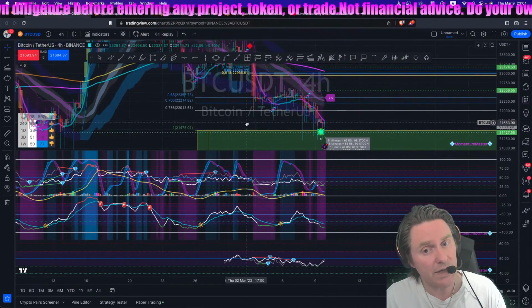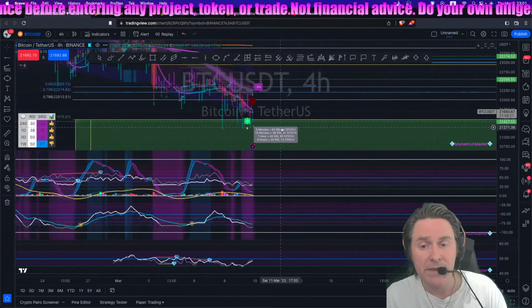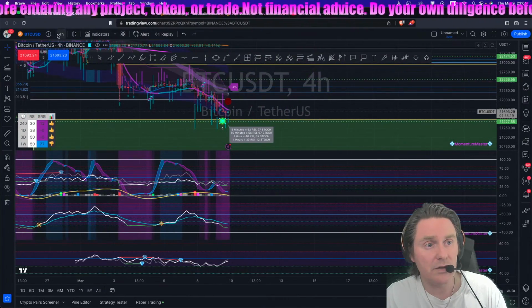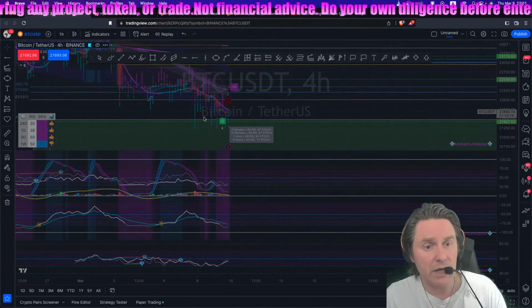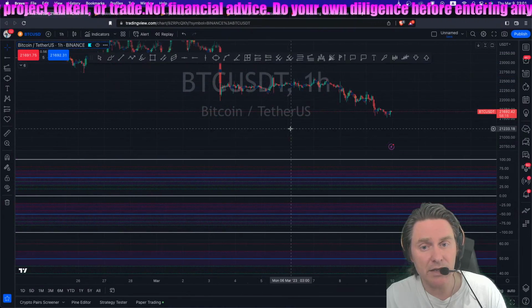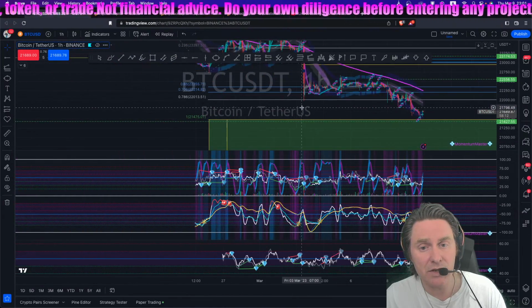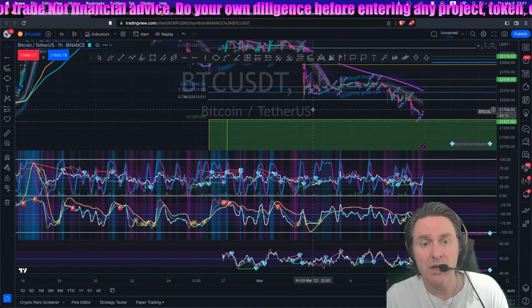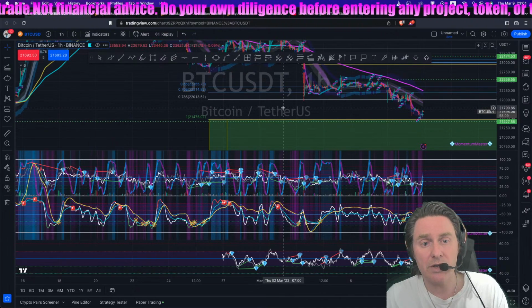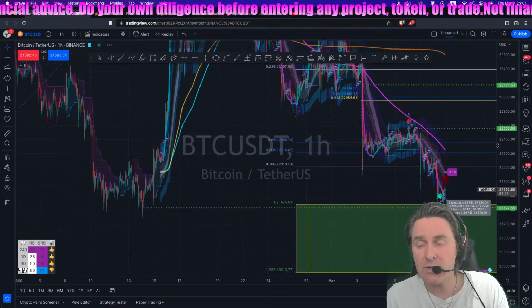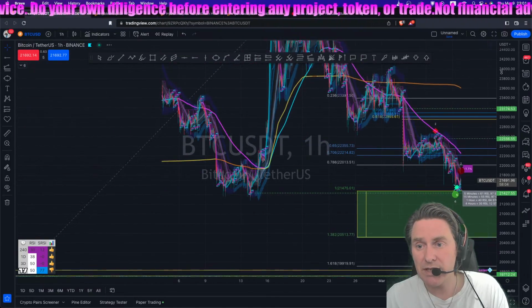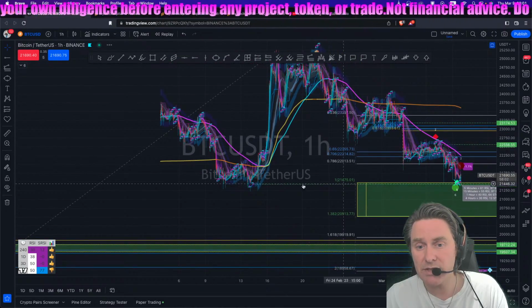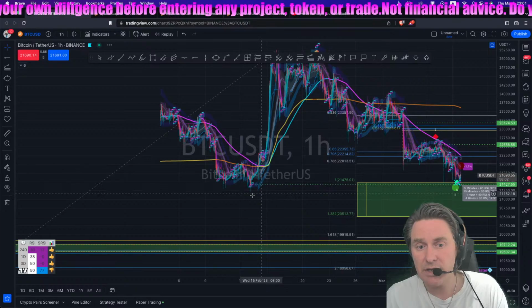Might be a good place to consider a long. And as we talked about yesterday, buying in the premium is not a good idea. You buy at a discount. We are currently reaching below the 0.5, which is the equilibrium point. We're reaching down into the discount regions of the entire range here.